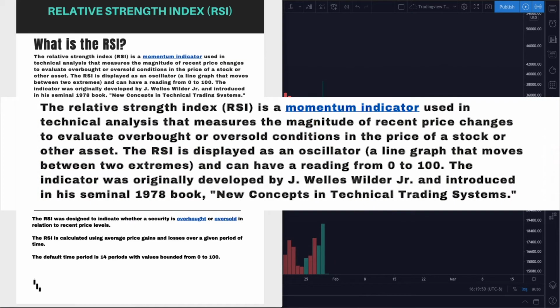Just to review, it's a momentum indicator used in TA that measures the magnitude of recent price changes to evaluate overbought and oversold conditions in the price of a stock or other asset or crypto. Now, the RSI is displayed as an oscillator, meaning it's a line graph that moves between two extremes. These extremes are 0 to 100. It was originally developed by an old dude named J. Wells Wilder Jr., and he introduced the RSI in his 1978 book, New Concepts in Technical Trading Systems.